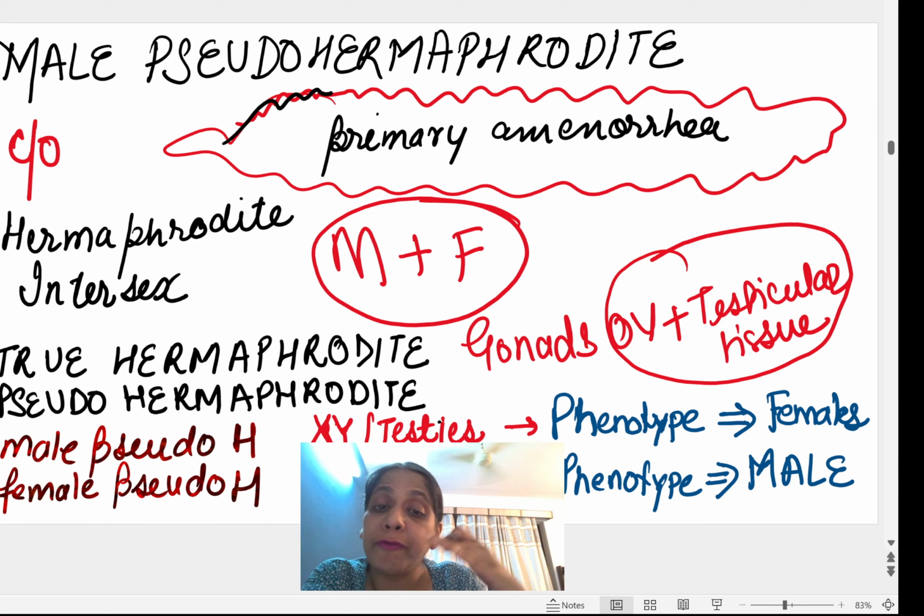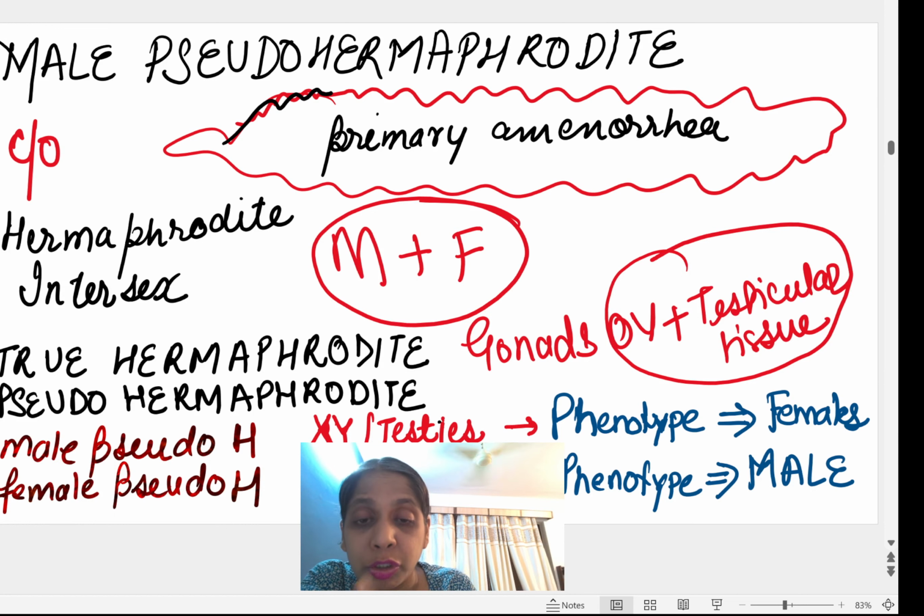So we will say male pseudo hermaphrodite if their genotype is XY, and of course now we know when the genotype is XY the gonads are testes, but in spite of having the XY genotype and testes, their phenotype is female. They look like females, they behave like females.